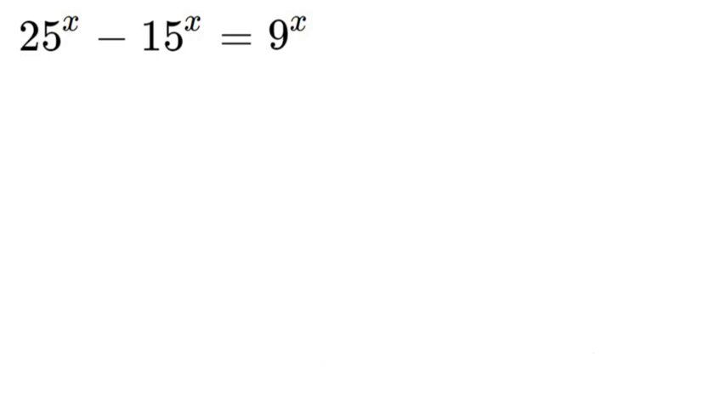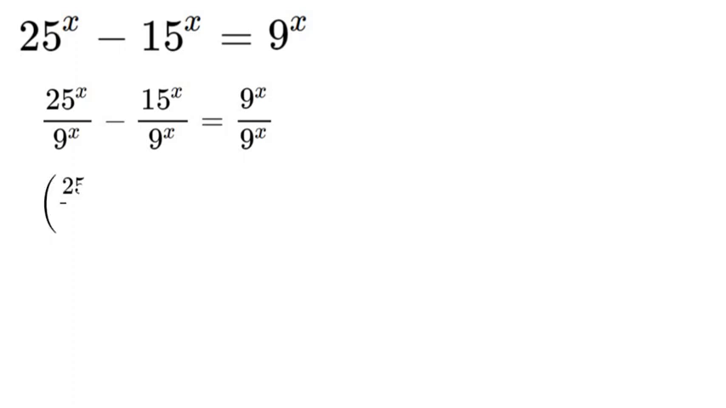Let's get started. First thing we're going to do is divide both sides by 9 to the power of x. That cancels out the 9 to the power of x on the right, which leaves us with 1. We'll have 25 over 9 to the power of x minus 15 over 9 to the power of x is equal to 1. We can move that x up top because when you have a base over a base and they share the same exponent, you can move that exponent to the outside.